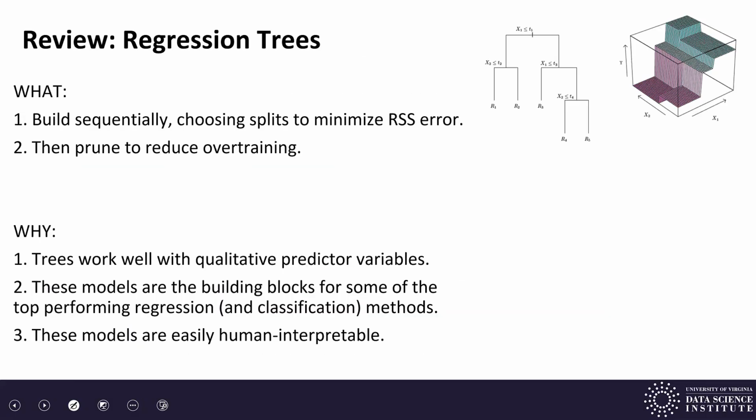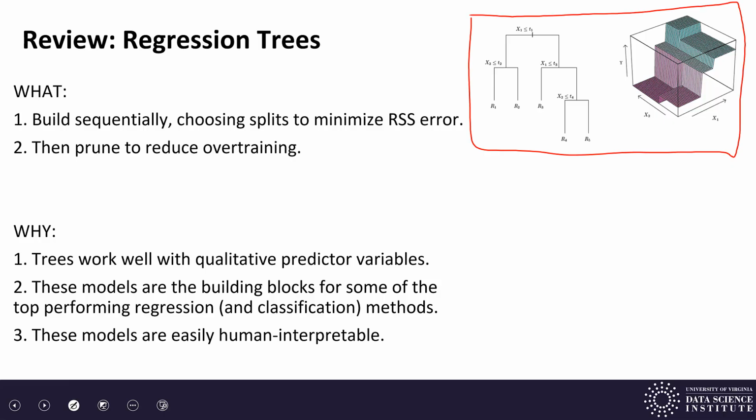Okay, so to review what we've talked about today. We talked about regression trees, and here is a picture up in the top right-hand side. If you want to remember how regression trees work, I like to have a little picture that helps me remember things. It's a pretty good picture to remember. On the left-hand side, there's just a sample set of data. On the right-hand side, there's the function y as a function of x1 and x2 that would result from that regression tree. We build the trees sequentially, choosing each split that minimizes the residual sum of squares error. Then we prune back the tree to reduce overtraining.